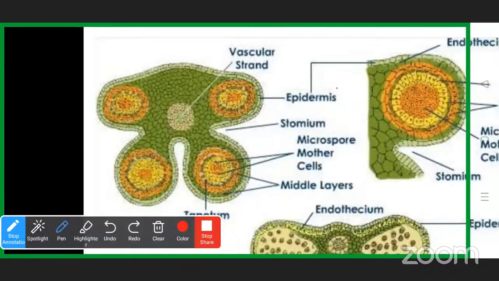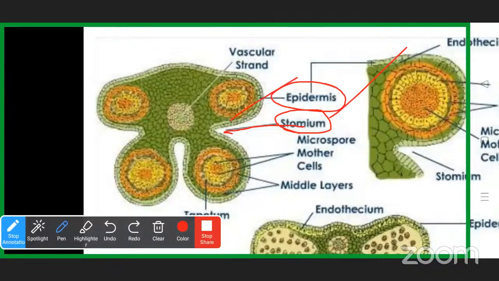You can see the stomium part. The stomium part is very, very important. The stomium is where there are thin-walled endothecium cells. From there only the spores will come out.